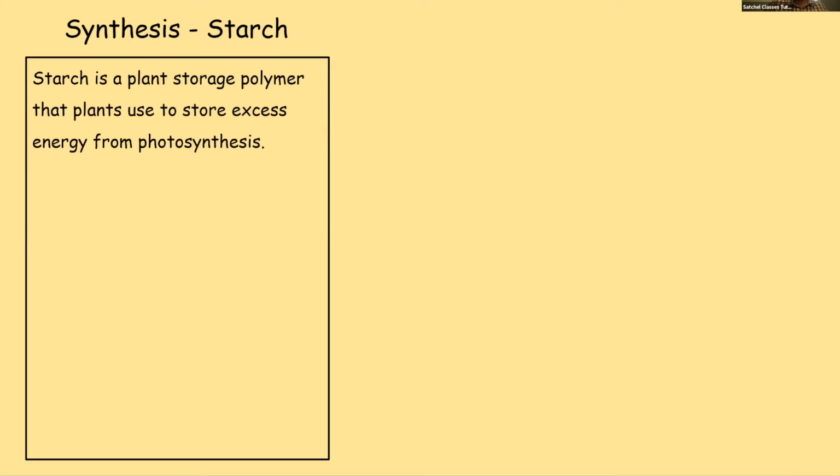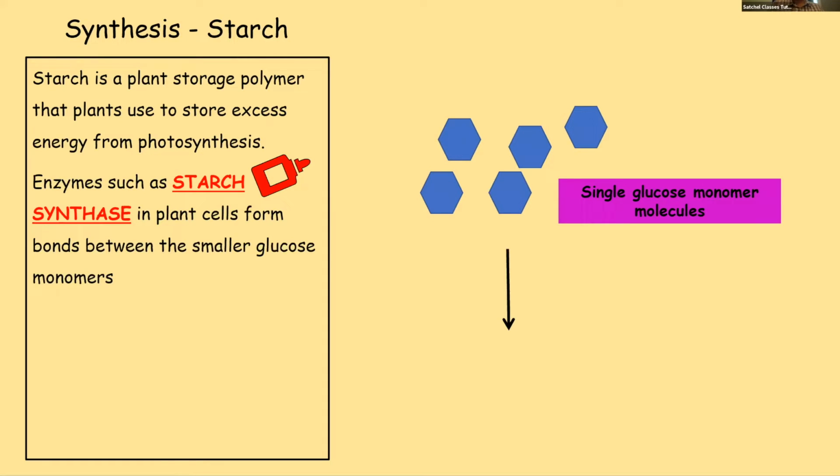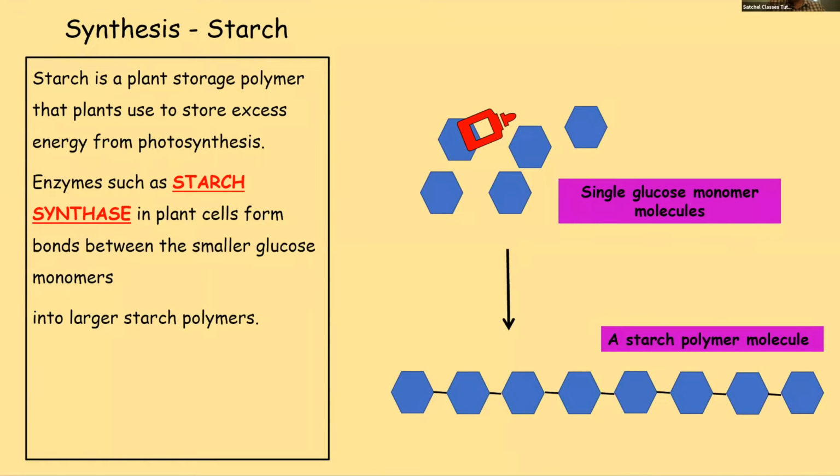Starch. Starch, again, is a plant storage polymer that plants use to store excess energy from photosynthesis. Enzymes such as starch synthase in plant cells form bonds now between the smaller glucose monomers. They're not breaking them. It's kind of the reverse reaction that we had with amylase before. So there's our glue going in, starch synthase acting like a glue, and it's bonding those single glucose monomer molecules into larger starch polymers. This larger starch polymer is then stored in the plant until it's needed for respiration.